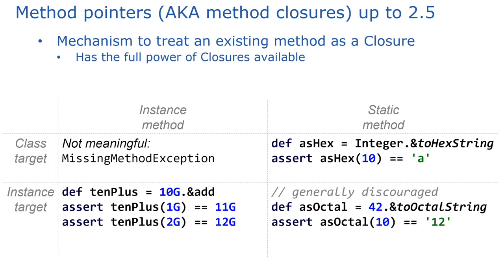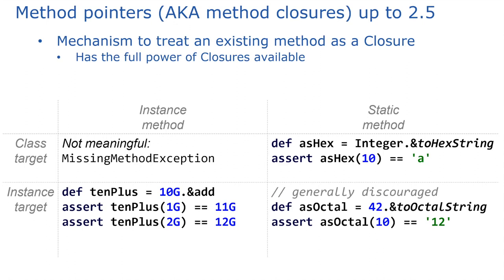And I can use that as if it was a closure. So I can now call the asHex method, pass in 10, and it'll return the hex digit for 10, which will be A. And I could pass that around anywhere where I'd expect a closure. So that's all good.